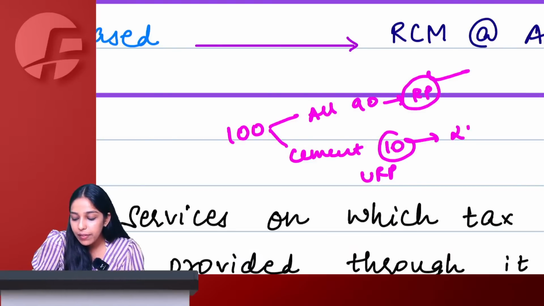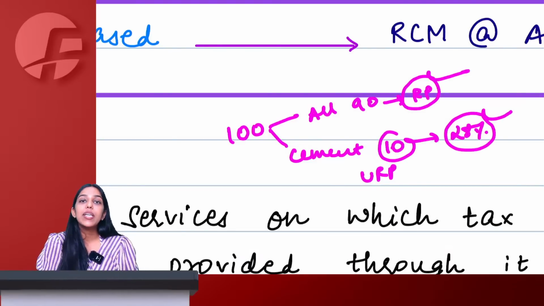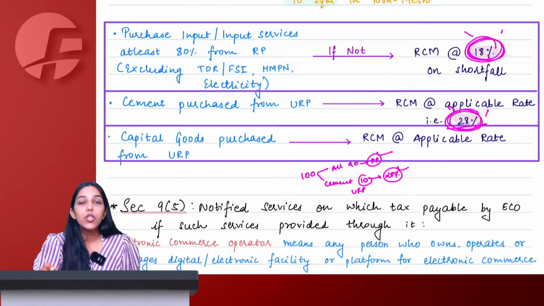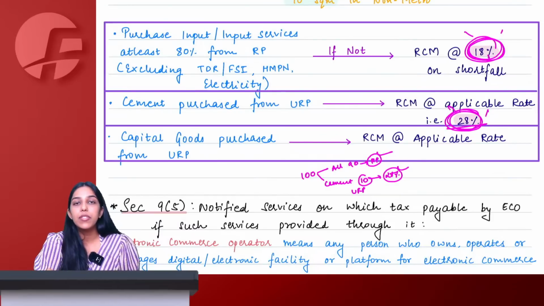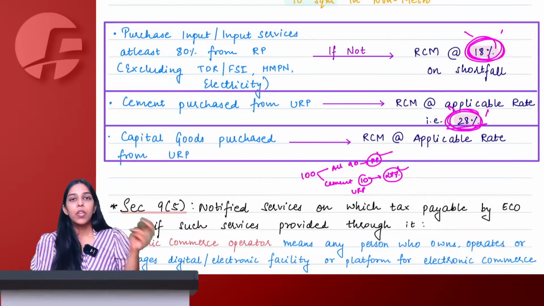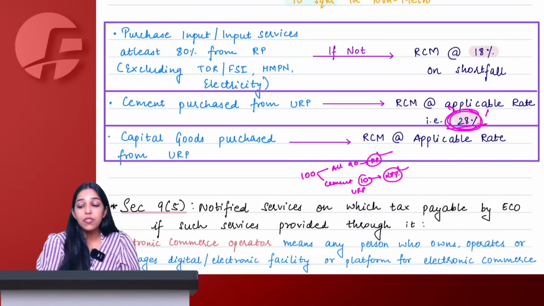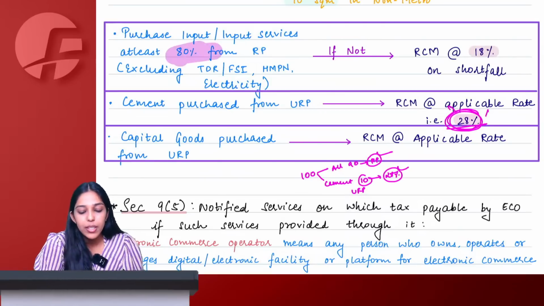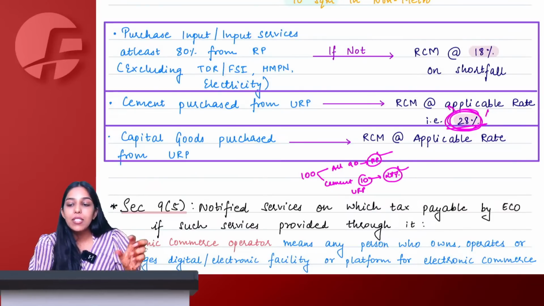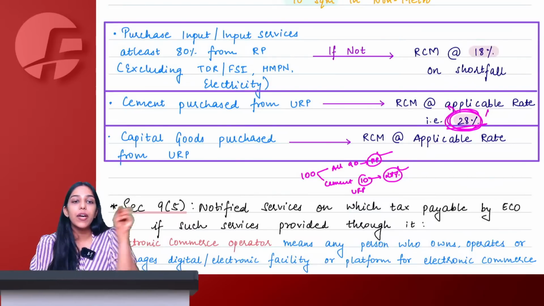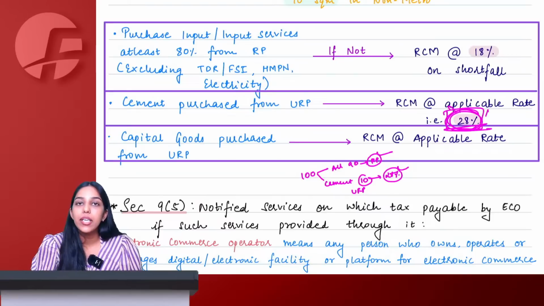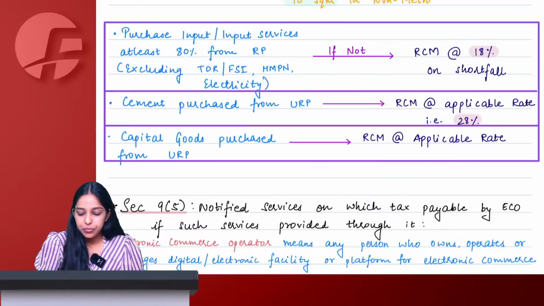On this 10, I will have to pay GST at the rate of 28%. To put it very simply, even if you want to purchase some of your input services from an unregistered person, please do purchase things other than cement. 20% of things you can still purchase from an unregistered person, because the threshold is 80%. So for those 20%, let those things be other than cement, because even if you purchase 1 rupee of cement from an unregistered person, you will have to pay tax at the rate of 28%.